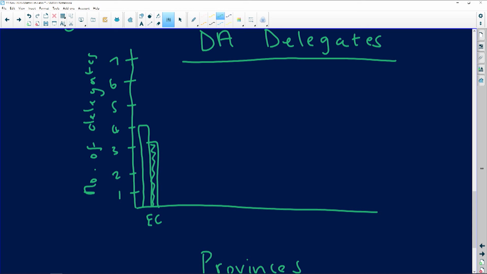The next province is the Free State. For the Free State, permanent is 4 again. And then special for the Free State is 3 as well. So what I'm doing now is that I'm not going to complete this bar graph, but all I wanted you to see was the rules of the bar graph.